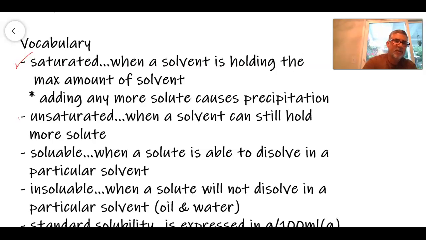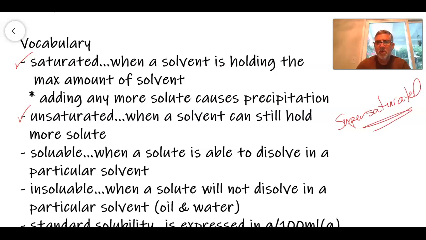If that's saturated, obviously unsaturated would mean I could still dissolve more solute in it, right? So if I have a cup of iced tea and I start stirring sugar in it, at the point where I can't stir in any more sugar and I just see sugar on the bottom, then I have a saturated solution. There's also a thing called supersaturated, which means holding more solute than theoretically possible.